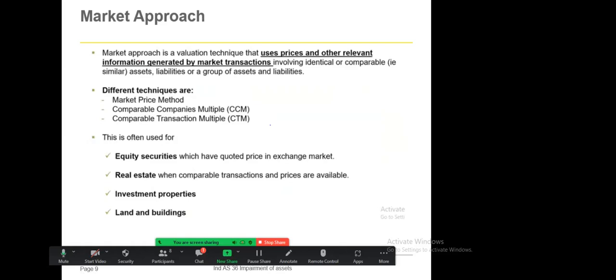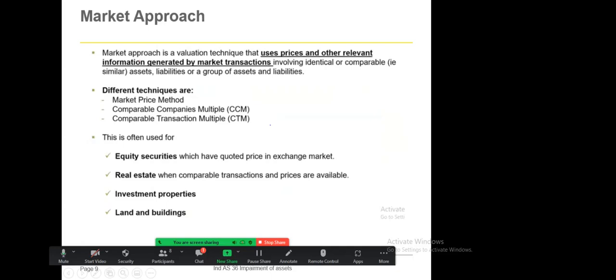operate in the same location. Like if we are talking about Delhi, then they should operate within Delhi only. So then only we can say that their market price would be comparable. Comparable transaction multiple means that now we have seen there are two companies pertaining to the telecom sector. After telecom, they should be in the same location, and after that they should have the same level of transaction, same quantity of transactions. When do we use the market approach?